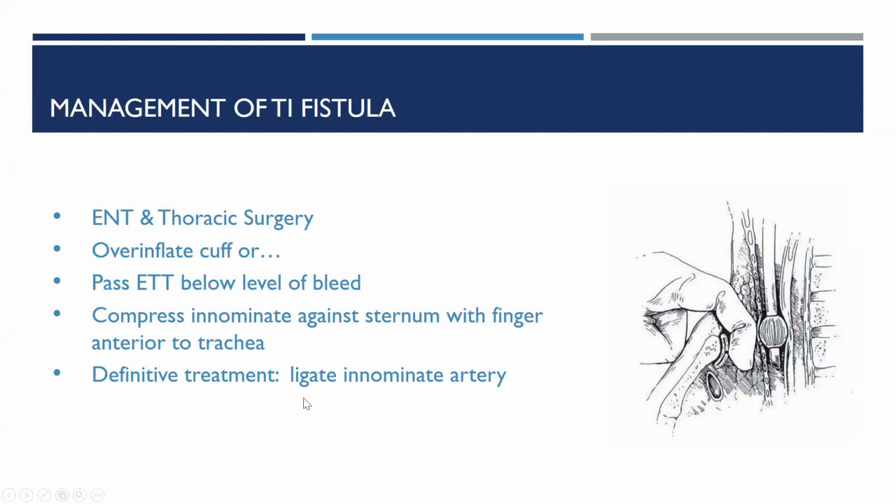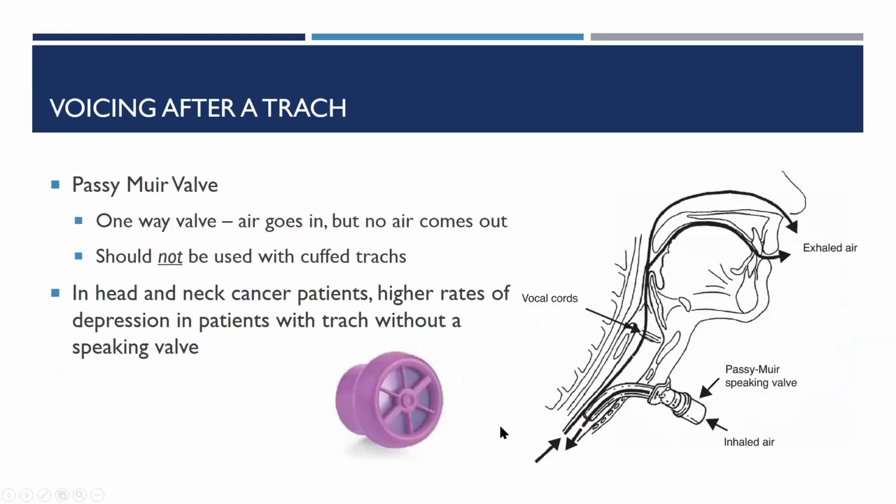But this is a bad thing if this happens. Briefly, voicing after a trach, we get a lot of calls about this. So speech is pretty much like, we're not the boss of this. Speech does this stuff. Passy-Muir valves, this purple thing I'm sure you've seen on some people's trachs, allow air to go in as they breathe, but then when they talk, the air passes by and comes out of their mouth. So it passes by the vocal cords and they can phonate.